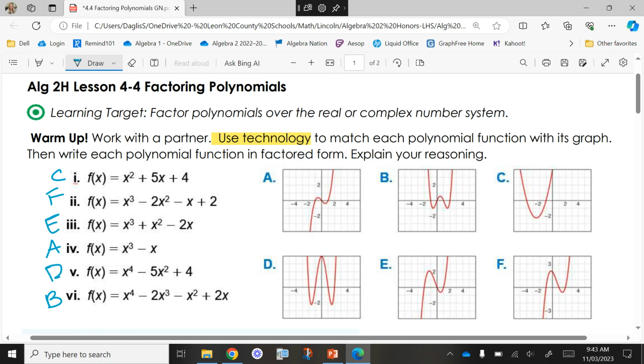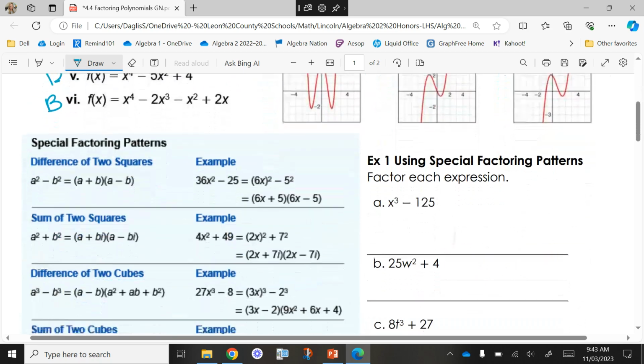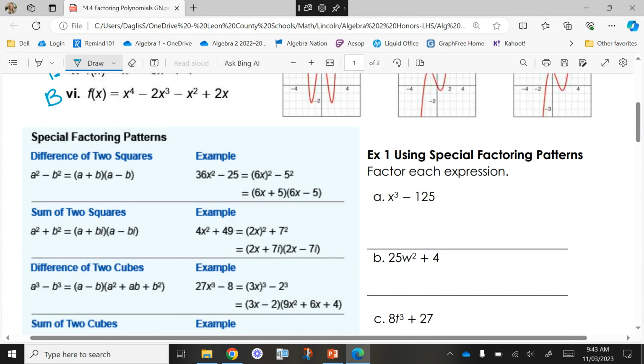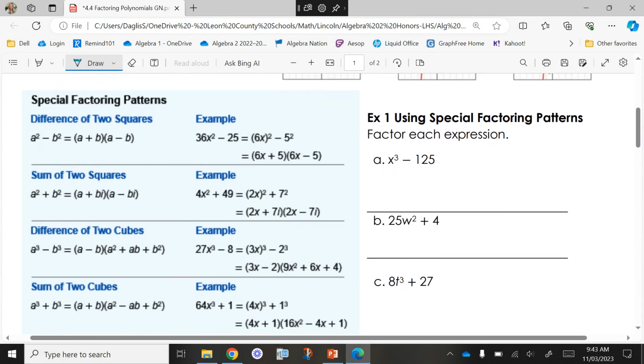We have lots of factoring methods for degrees of 2. There's basic, there's slip and slide, there's complete the square, quadratic formula, right? There's other methods for pieces that have a degree of 3 or degree of 4. Some of those special cases, we have difference of 2 squares, sum of 2 squares, difference of 2 cubes, and sum of 2 cubes.